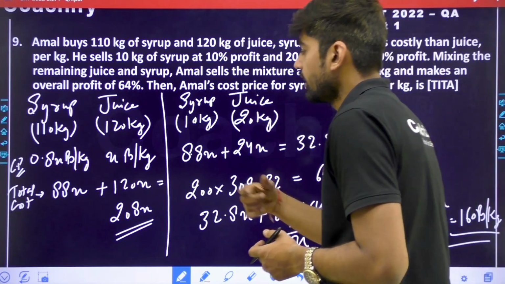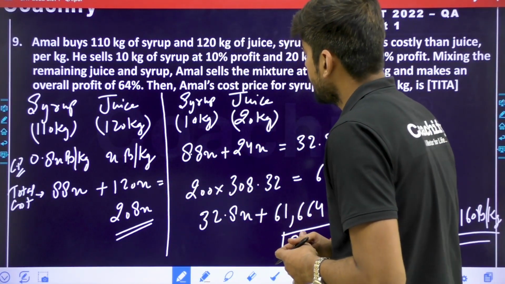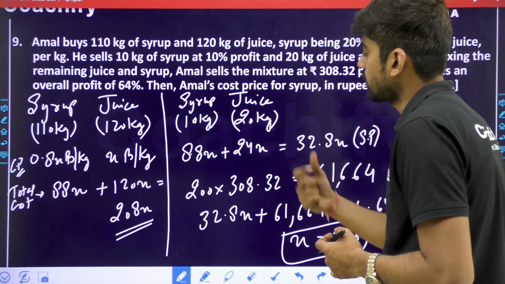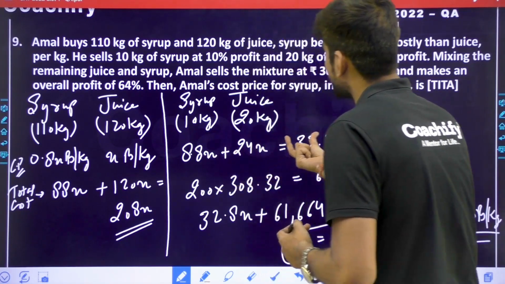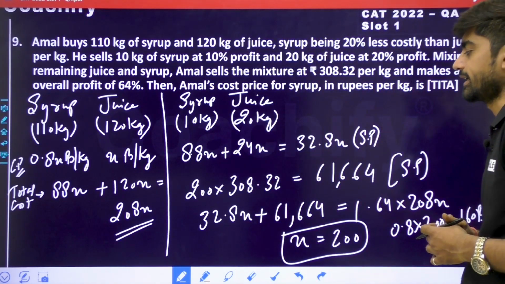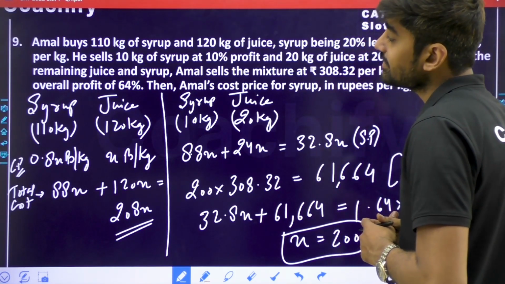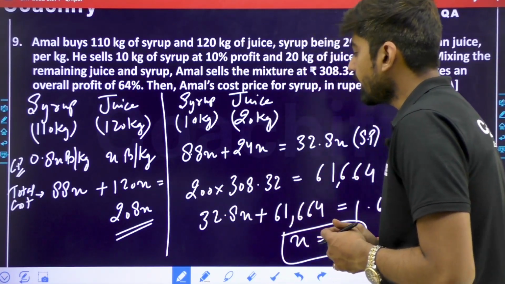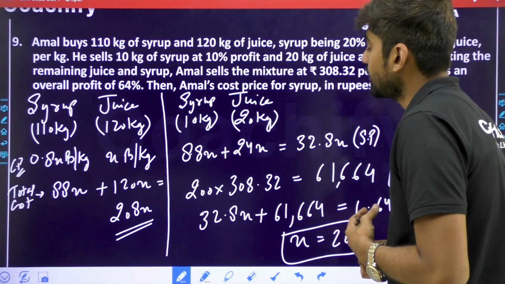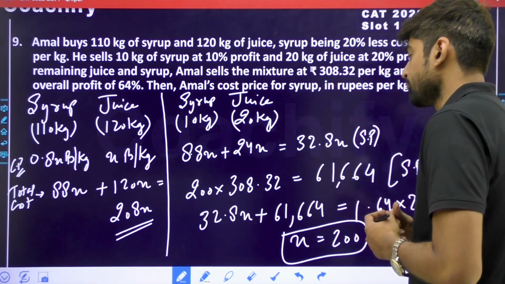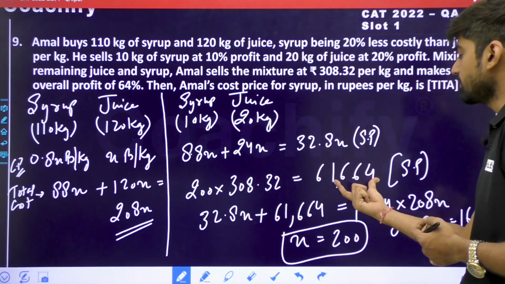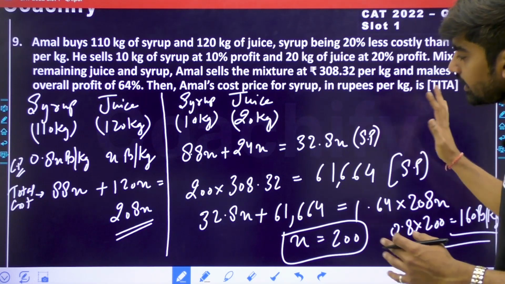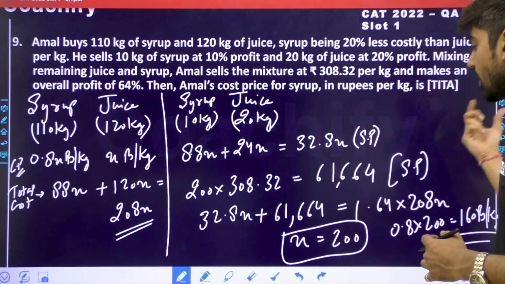Now for juice, my cost price per kg is x rupees and I am having 20% profit on it. That means 1.2x multiplied by the total quantity, which is 24x. So now my total selling price for this part is 32.8x. Now the question says he is mixing the remaining part, which is 100 and 100. That gives me 200, and he's selling that mixture at 308.32 rupees per kg. So this gives me my total selling price of the remaining mixture as 61,664. If I add these two values, I'll get my total selling price.